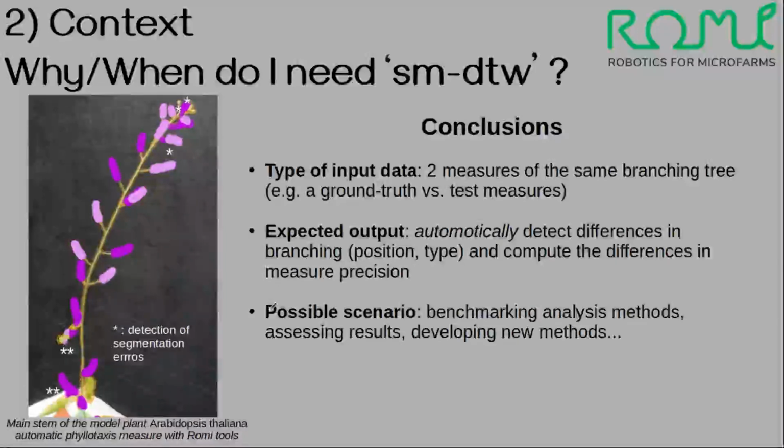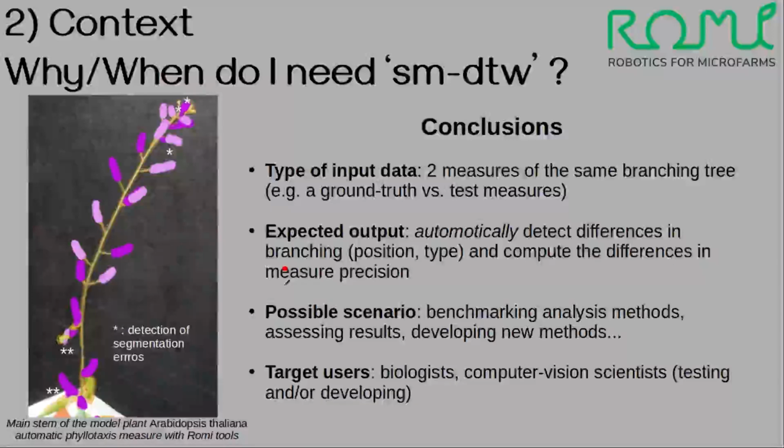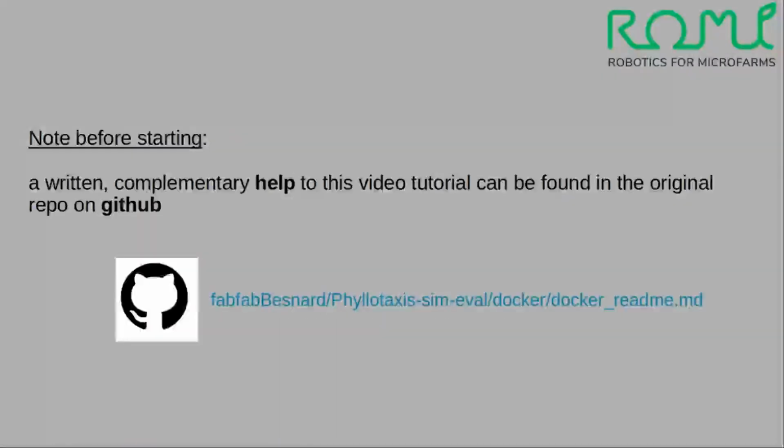So in what kind of possible scenarios would people require such a tool? For example, if you are benchmarking two analysis methods, or you're trying to assess the result of your new method, or you're trying to improve it and develop new features in your method. So the target users are, of course, biologists and computer vision scientists that are either testing or developing tools for automatic tree phenotyping.